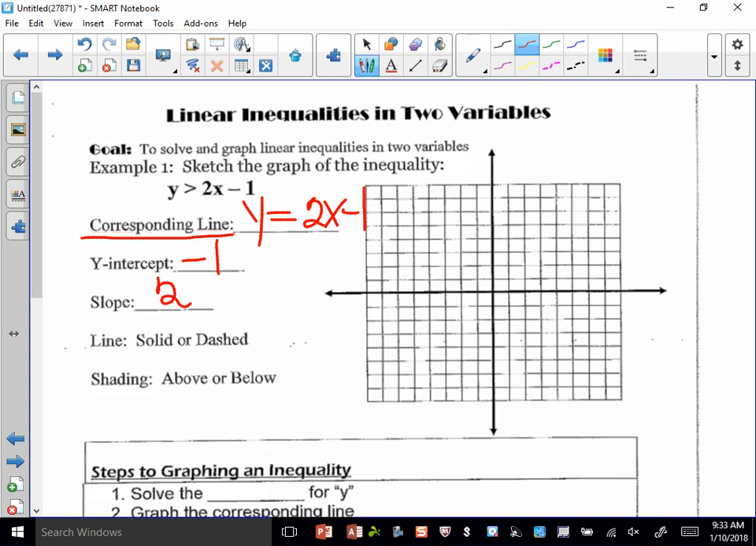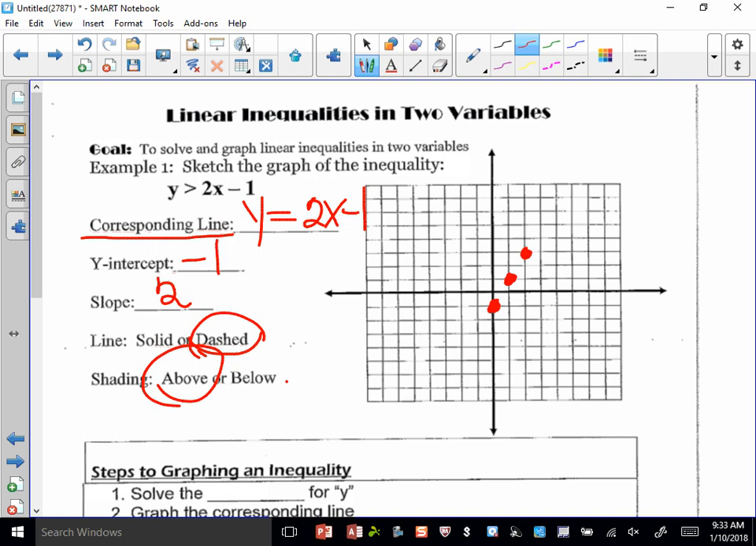Then you have to figure out if it's going to be a dashed or solid line, just like figuring out whether it's an open or closed circle. Since it's just greater than, it's going to be a dashed line because there's no equal sign under it. And since it's greater than, we shade above. Oh, sorry, a circle below instead of above. All right, so we're going to be shading above the line. All right, so let's graph it. We'll start at -1. We'll go up 2 over 1, up 2 over 1.